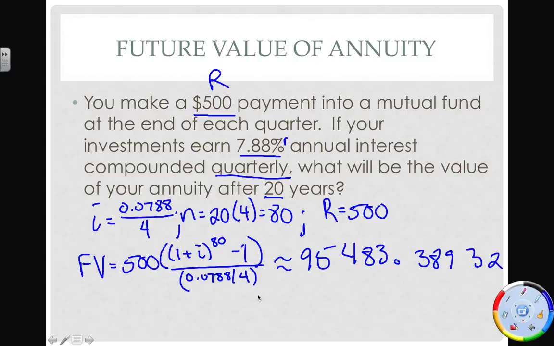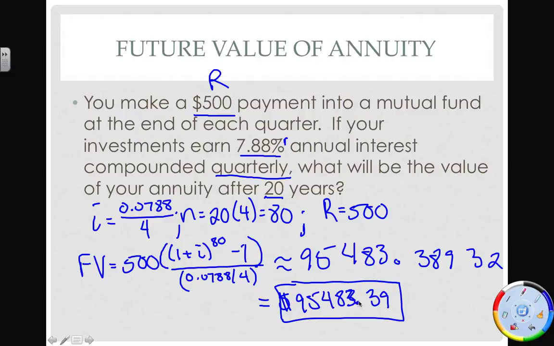95483.38932, which means my future value 20 years later is going to be $95,483, if I could draw a 3 apparently, and 39 cents. Hey, that's not too bad. It's not something you could retire on at the end of 20 years, but it's a start. All right, this is a very basic equation, very basic problem.